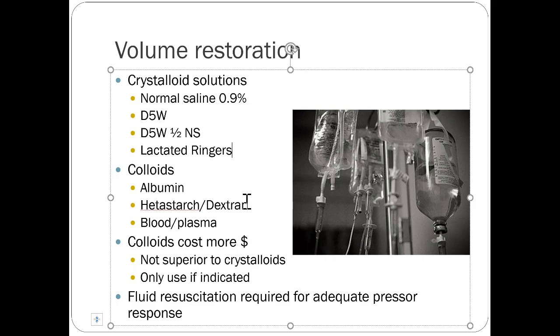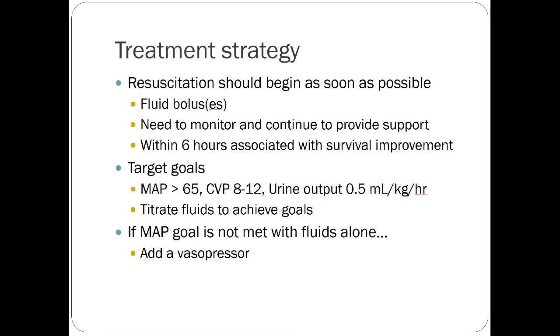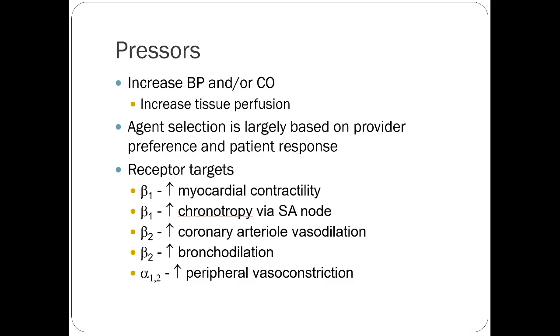Fluid resuscitation is going to be required if you're going to give any type of product that's going to work on the cardiovascular system, so you can't start a pressor unless you have fluid restored. You usually start with a fluid bolus and then usually some kind of fluid drip targeting a specific MAP treatment goal. If MAP isn't met with fluids alone, you add a vasopressor. Pressors are going to increase blood pressure and cardiac output, usually designed to increase tissue perfusion if fluids alone can't get there.